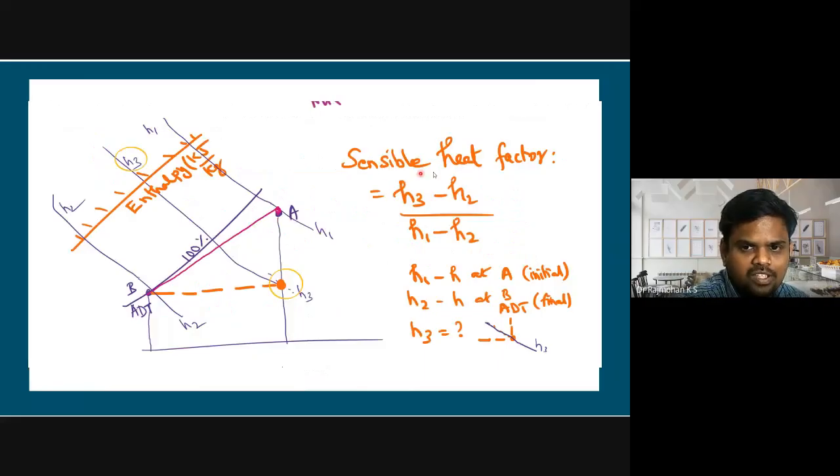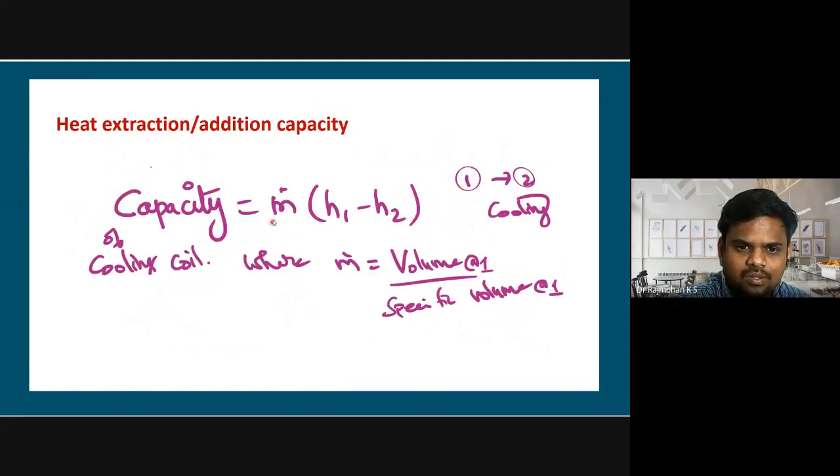Similarly, to determine the sensible heat factor, if this kind of process is involved, we can get H1, H2, and H3 by drawing a triangle, where we can get the H3 value. Substituting, we will get the sensible heat factor. Similarly, the heat extraction or addition capacity is m dot into H1 minus H2, where m dot is volume by specific volume, which I explained some time back. Okay, the capacity of a cooling coil can also be calculated in the same way.